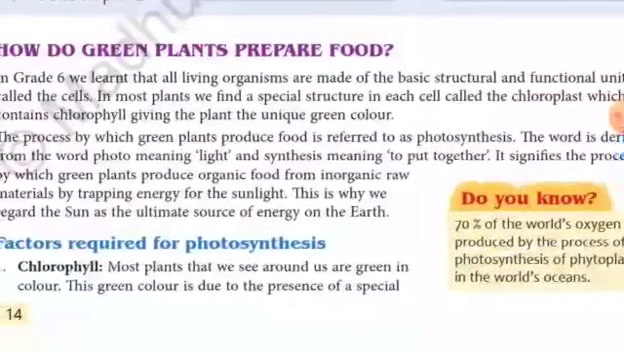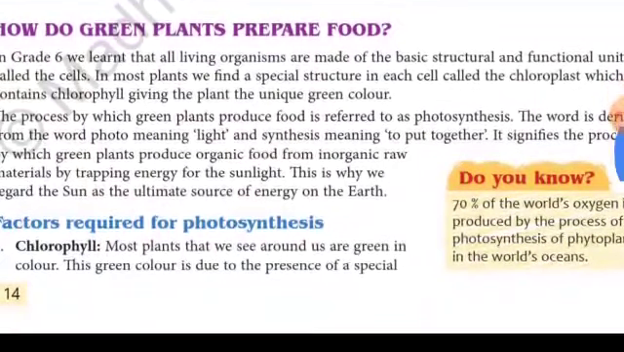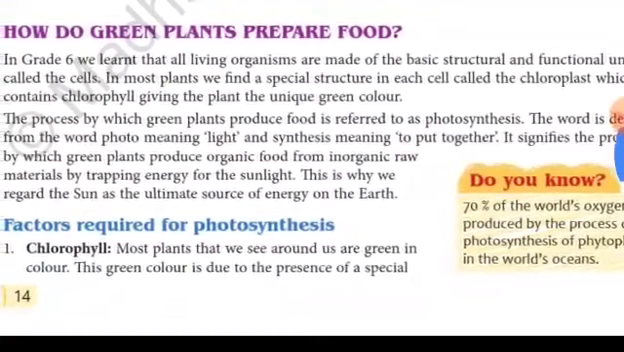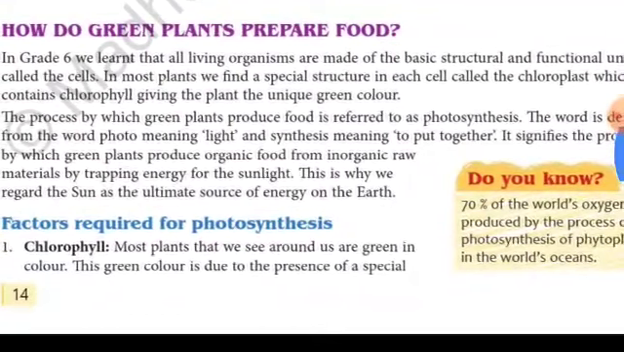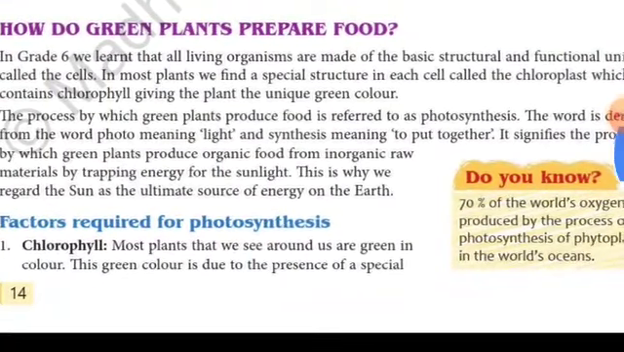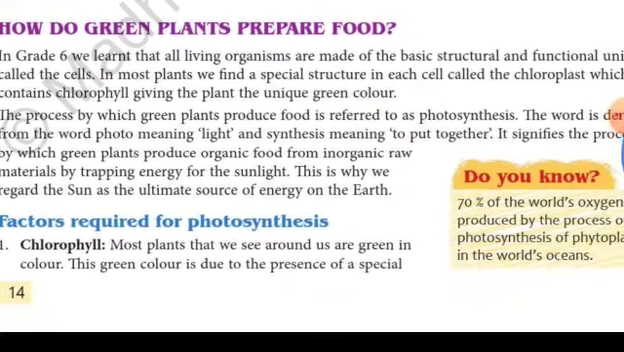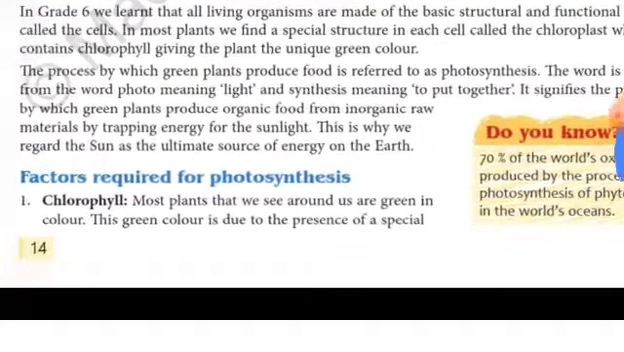The word photosynthesis is derived from the word photo, meaning light, and synthesis, meaning to put together. It signifies the process by which green plants produce organic food, that is glucose, from inorganic raw materials like carbon dioxide and water by trapping energy from the sunlight. So sunlight is considered the ultimate source of energy on the earth.